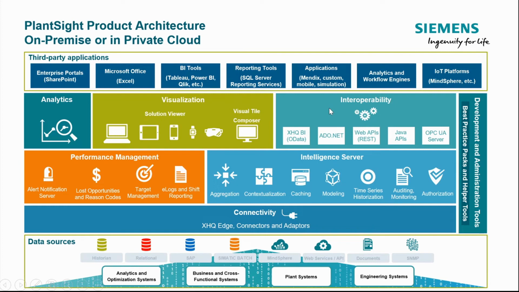And interoperability is the area responsible for the link with the third-party applications, where we can provide the content to externals. And this link can be OPC UA or Java, etc. And on the top, some examples of third-party applications like Microsoft Excel, or enterprise portals, SharePoint, or reportings like SQL Server, or IoT platforms like MindSphere.